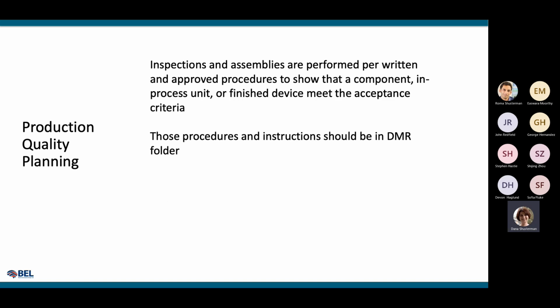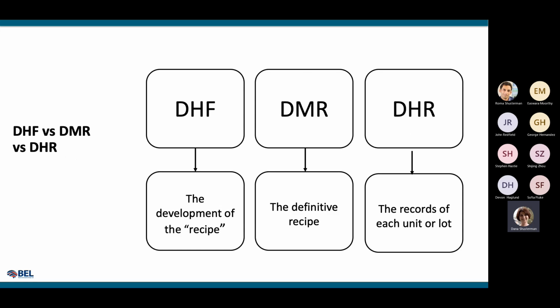So determined acceptance criteria are translated to written and approved testing and assembly procedures and instructions. Those procedures and instructions shall be carefully written and shall cover all appropriate points in the device acceptance specifications in order to improve communication and reduce errors. Those procedures should be located in the DMR folder. As a reminder, the DMR folder contains the recipe of the device we produce.